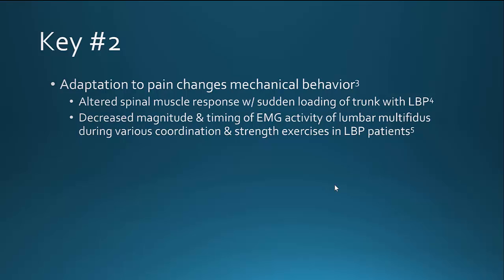The third example of this comes from Kiesel et al., where they have found a decrease in the magnitude and timing of EMG activity of the lumbar multifidus during various coordination and strength exercise activities in patients with low back pain compared to healthy subjects, and a delayed activation of the deep fibers in those with a history of low back pain and remission when tested. This suggests that recruitment of lumbar multifidus is altered in patients with low back pain and with a history of low back pain, potentially reducing its effectiveness during functional tasks.